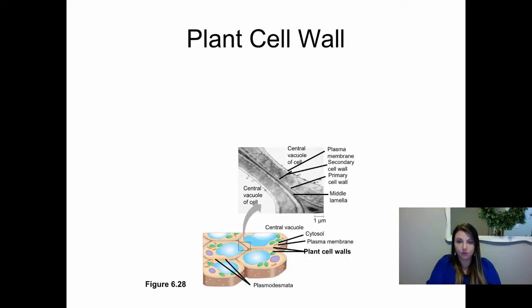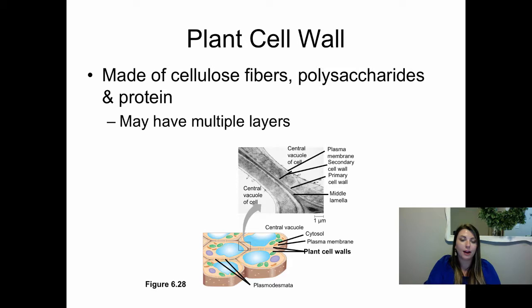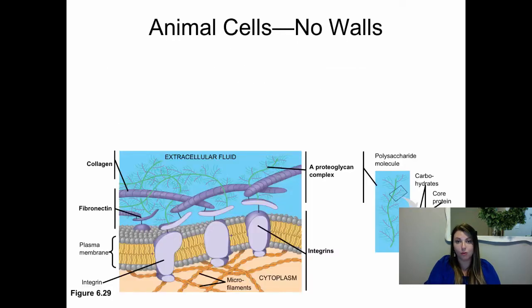So the plant cell wall is made of cellulose fibers, polysaccharides, and proteins. Remember, we cannot actually digest cellulose, but it is the fiber that we need in our diet that we get from plants and vegetables. Remember that cellulose, because we can't digest it, actually helps in excretion because it takes some of the workload off of our intestines. Also, there are some cells that have multiple layers of cell walls.